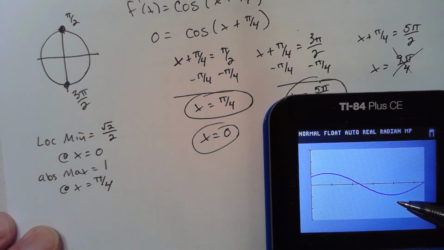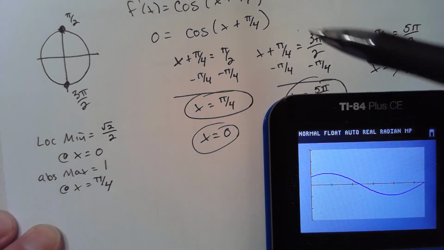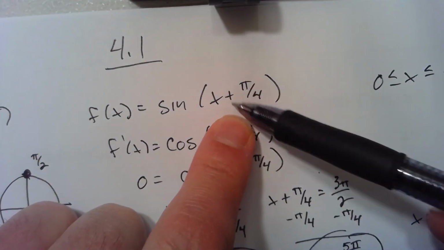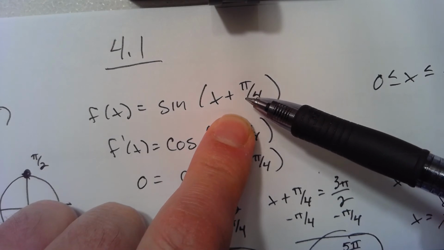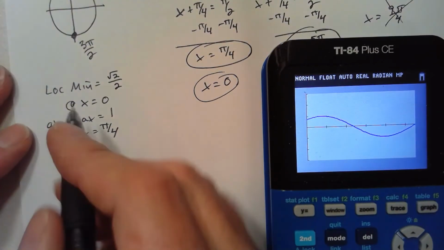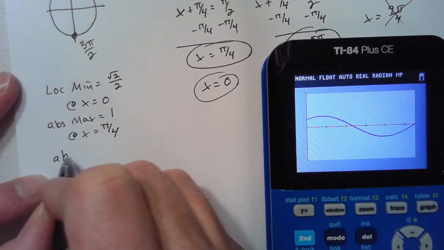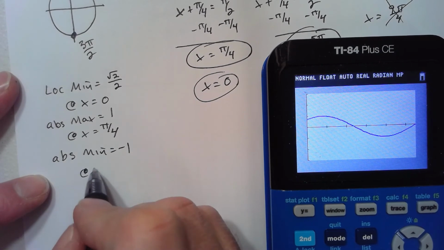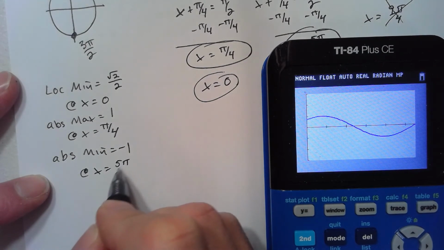Right here is 5 pi over 4. If I plug 5 pi over 4 into the original, the sine of 5 pi over 4 plus pi over 4, so 6 pi over 4, which is 3 pi over 2. The sine of 3 pi over 2 is -1. So we have an absolute minimum of -1 at x equals 5 pi over 4.